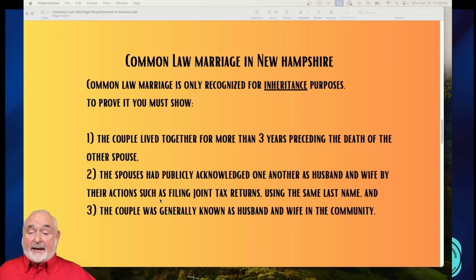Then you can claim for inheritance purposes, but if you want to get state benefits or if you want to get the benefits that come from, for example, filing state tax returns as a married couple, well, then you have to have the marriage license and formalities associated with a regular marriage.